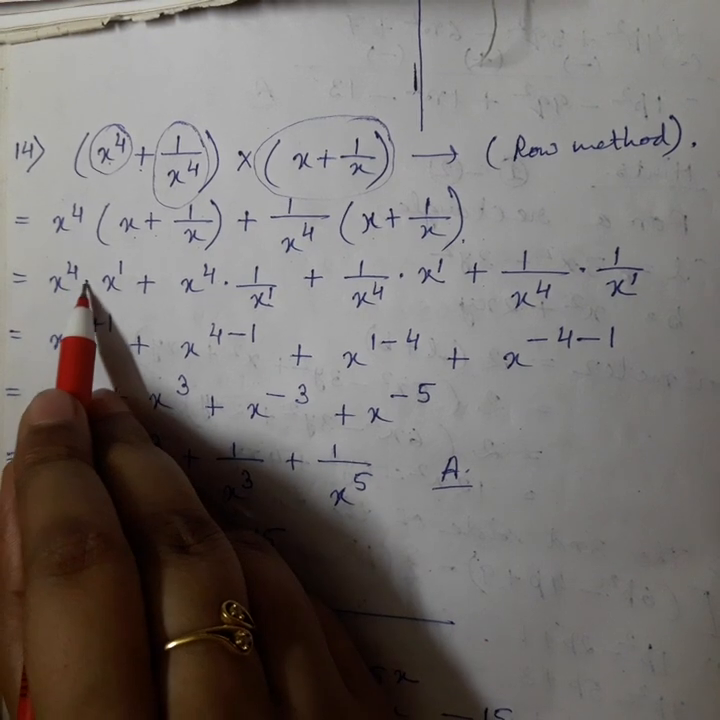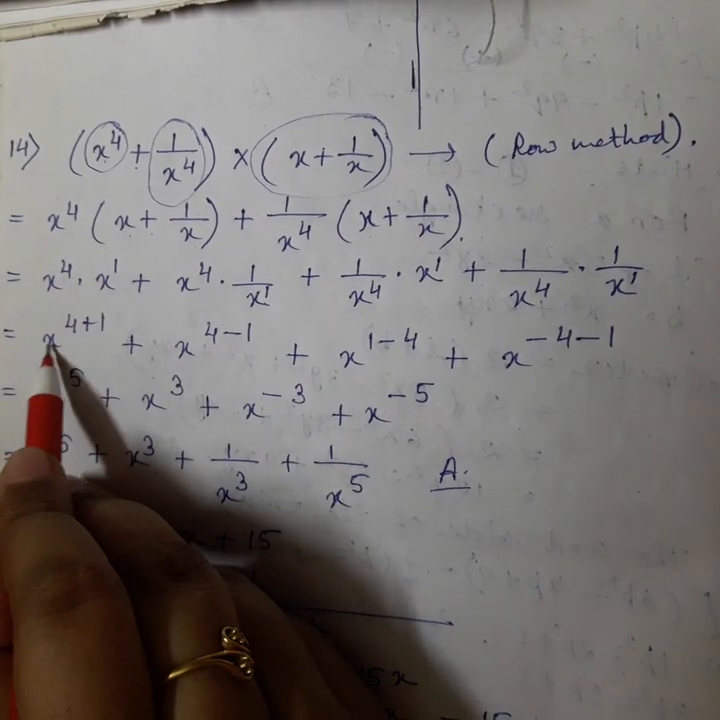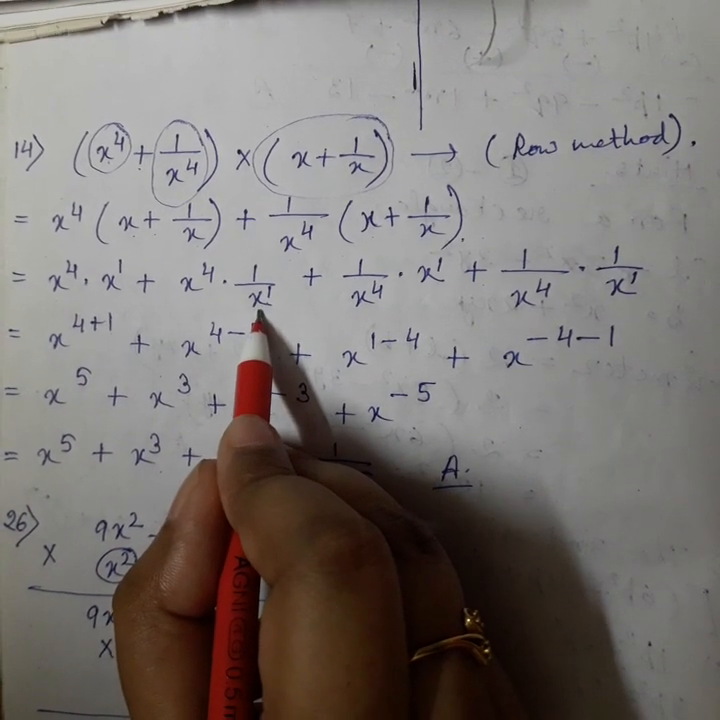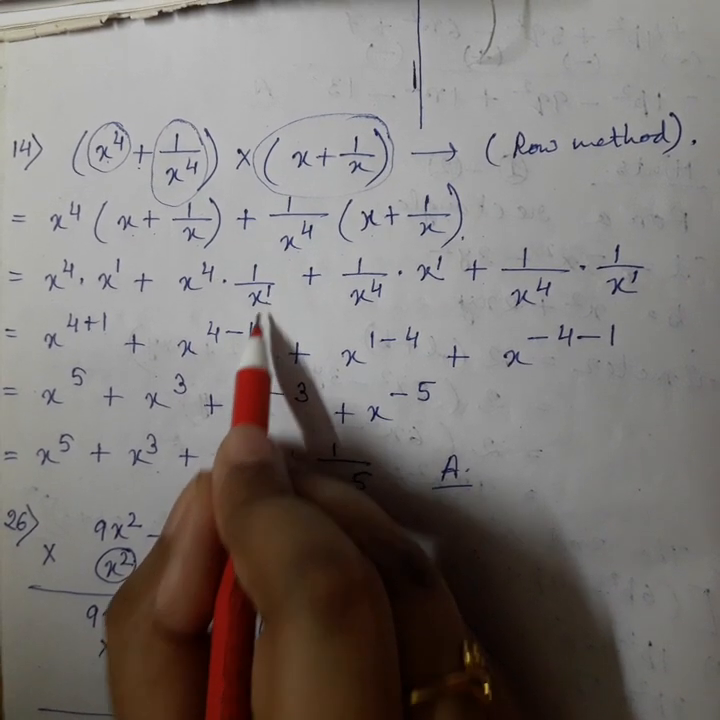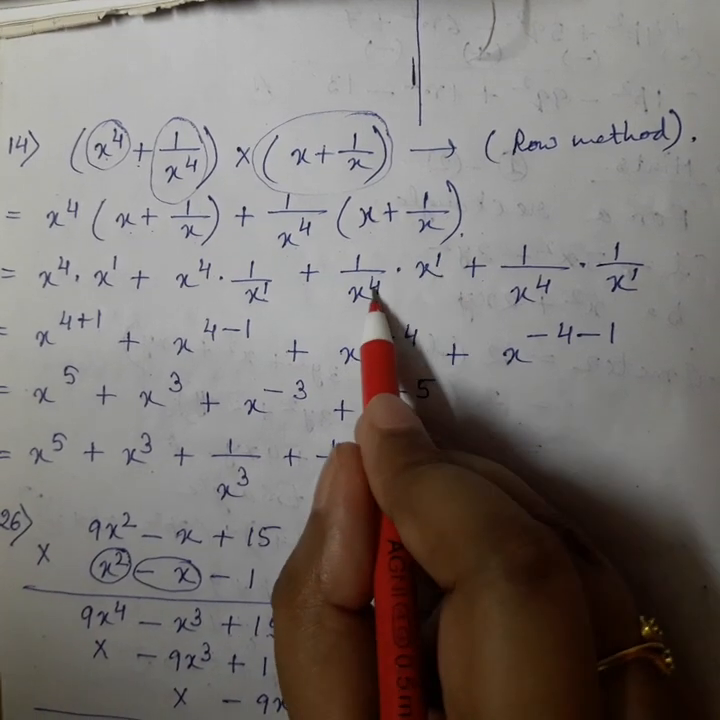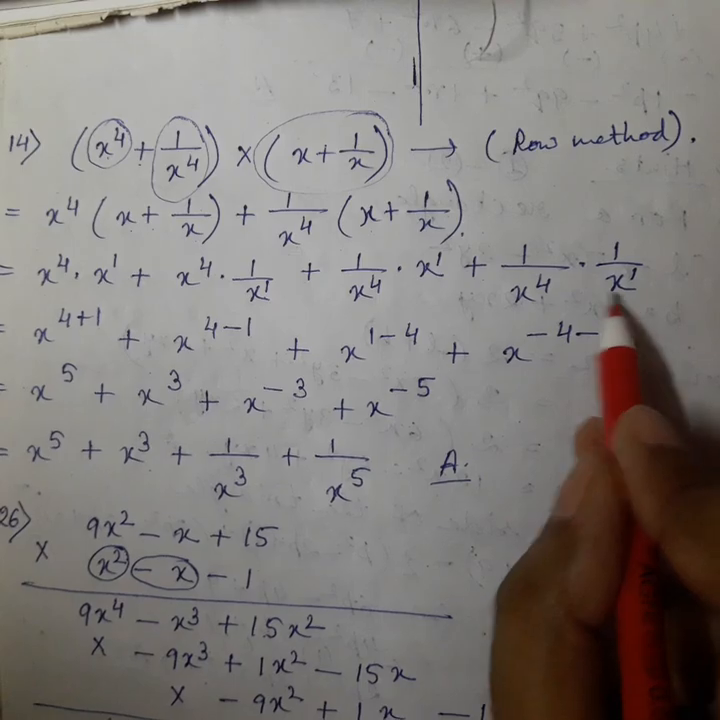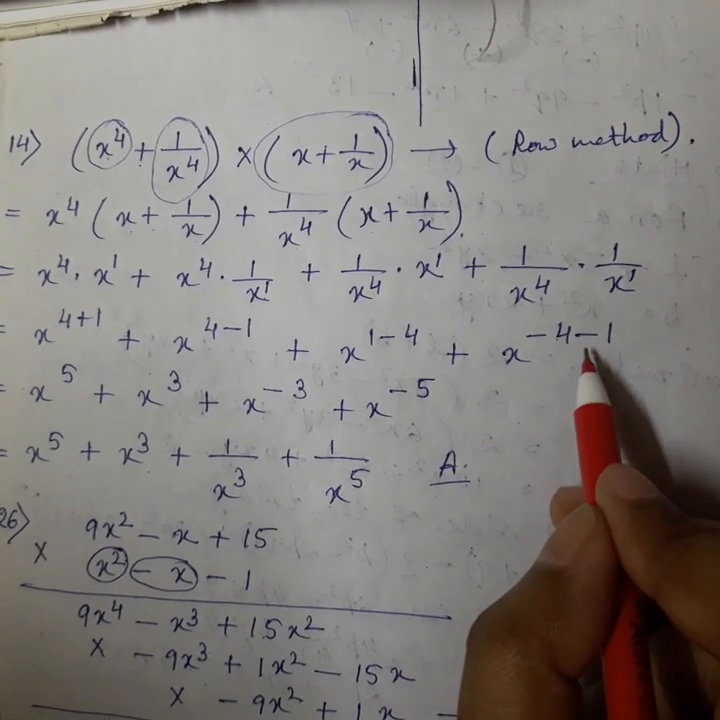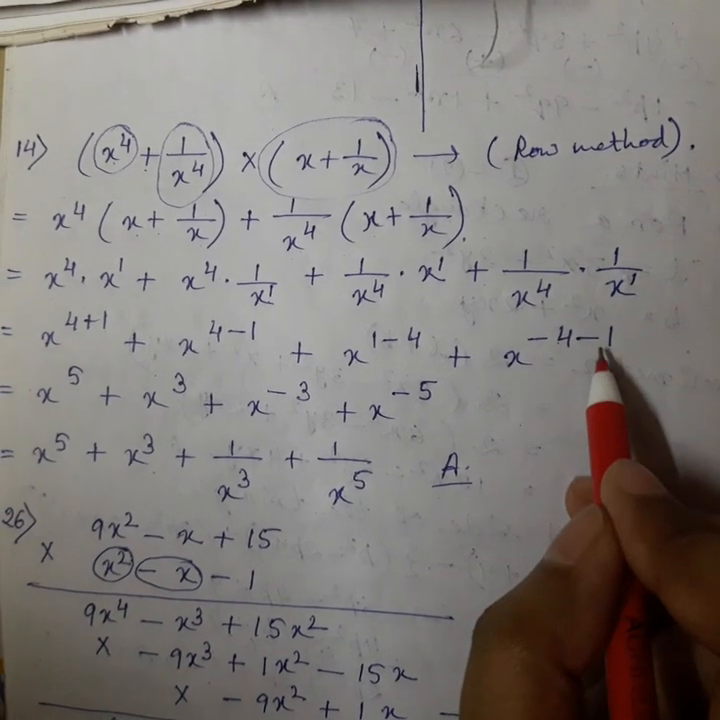Now x to the power 4 into x to the power 1, bases are same, so the powers will add: x to the power 4 plus 1, it's coming. Here the denominator is x to the power 1, that means x to the power 4 divided by x to the power 1, so the power will be 4 minus 1. And in the denominator both x are there, so that's why I have written x to the power minus 4 and x to the power minus 1, because these two powers will go to the numerator, so the minus sign will come.